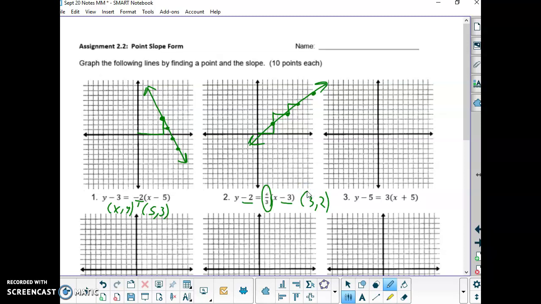All right, as we continue, our point is the opposite of this. So -5 is x. Opposite of this, +5 is y. So we start at -5. 1, 2, 3, 4, -1, 2, 3, 4, 5. And up 1, 2, 3, 4, 5. So we start there. And then we do our slope, 3 over 1. So up 3. 1, 2, 3 over 1. 1, 2, 3 over 1. Draw at least 3 points, and then draw your line.